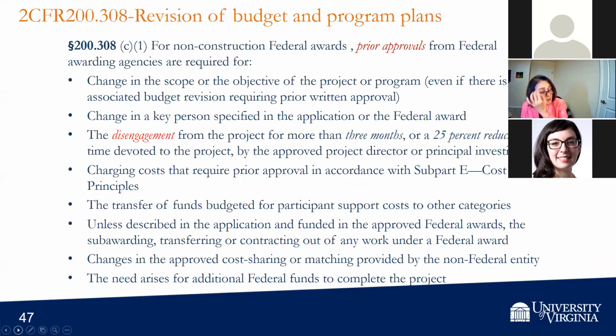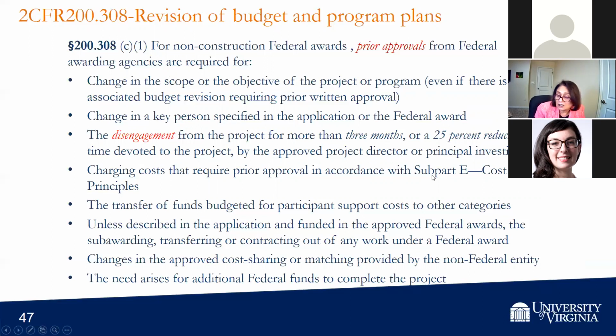So this is revision of budget and program plans. These are the conditions for which prior approvals from the sponsoring agencies are required. If there's a change in scope, change in key person that's specified in the budget, disengagement of a key person for more than 3 months from a project, or a 25% reduction in time devoted to the project. So these are the conditions where we have to go back to the sponsor and ask for pre-approval.